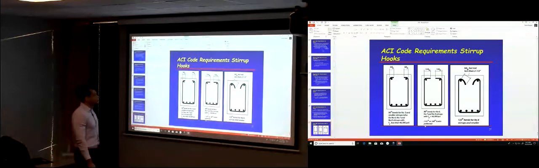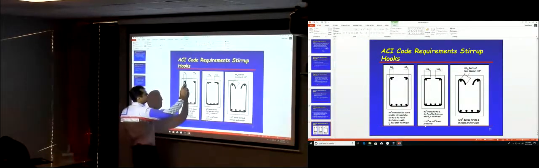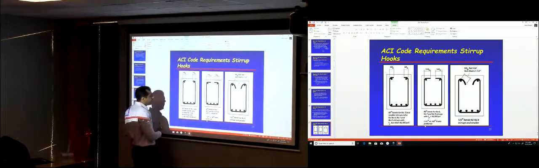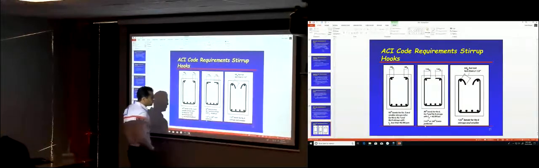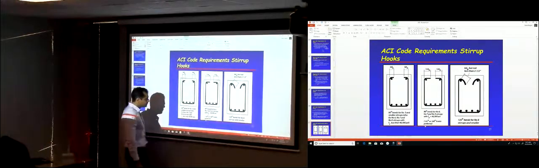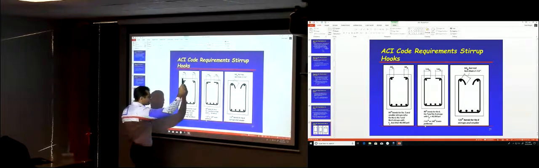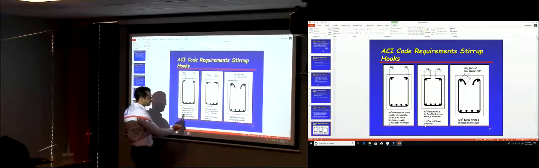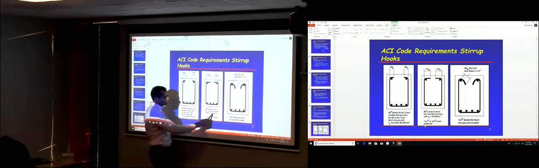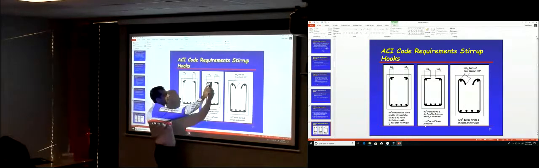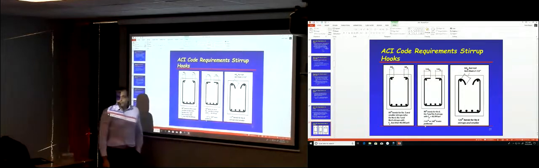So the requirement for those hooks: this hook has to be 6 multiplied by the diameter of the bar, the longitudinal bar, if you have a 90 degree hook for number 5 or smaller stirrups. Also you can use this length, 6 db, for number 6, number 7 and number 8 stirrups if f yield is less than 40,000 psi. If f yield is more than 40,000 psi, then the length of the hook here has to be 12 multiplied by the diameter of the bar.